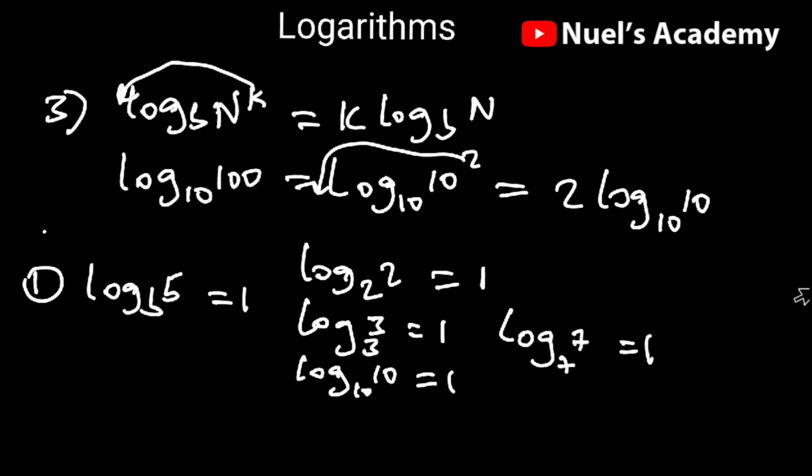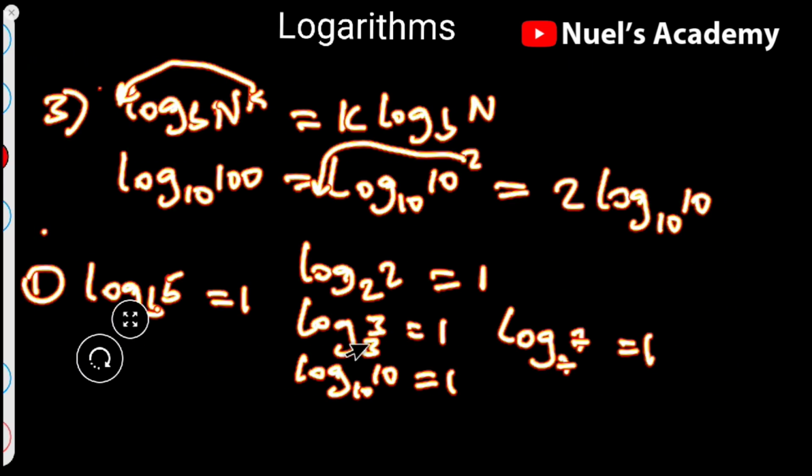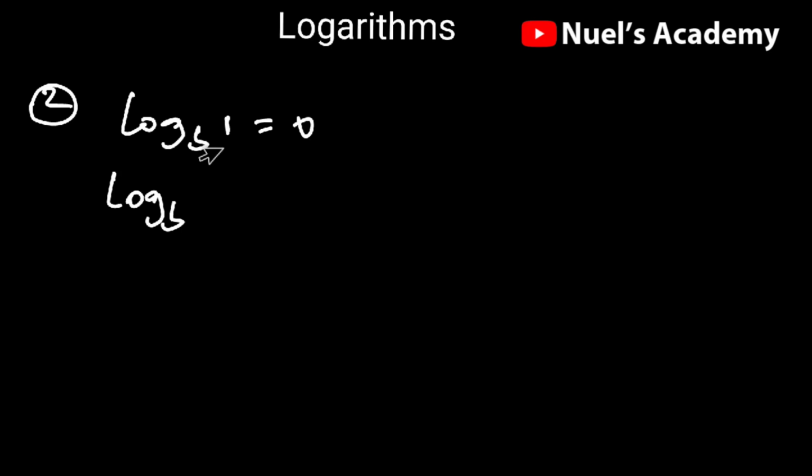Alright, so let's look at special case number 2. We have that log b of 1 is equal to 0. So it means that the logarithm of 1 to any base is equal to 0. And how did it come about? Assuming we have log b of 1, this is the same thing as b raised to the power 0. Alright, for example, 2 raised to the power 0 is equal to 1. Any number raised to the power 0 is equal to 1.